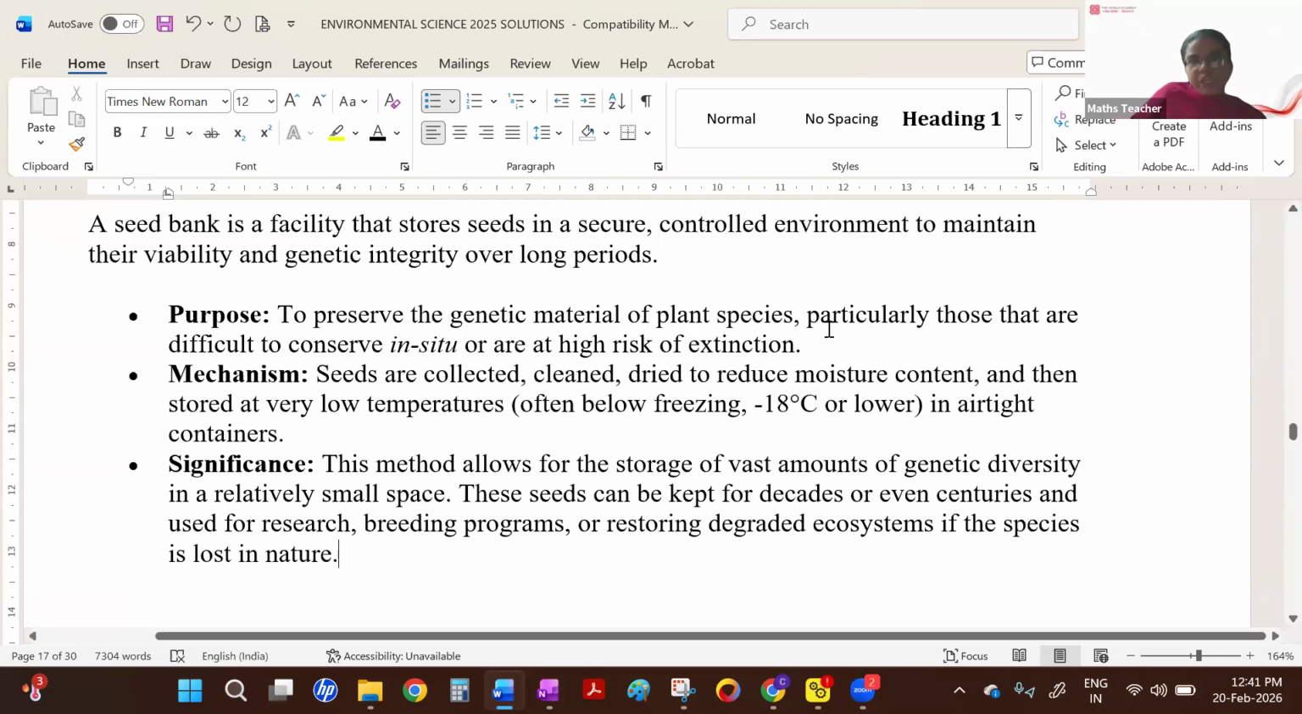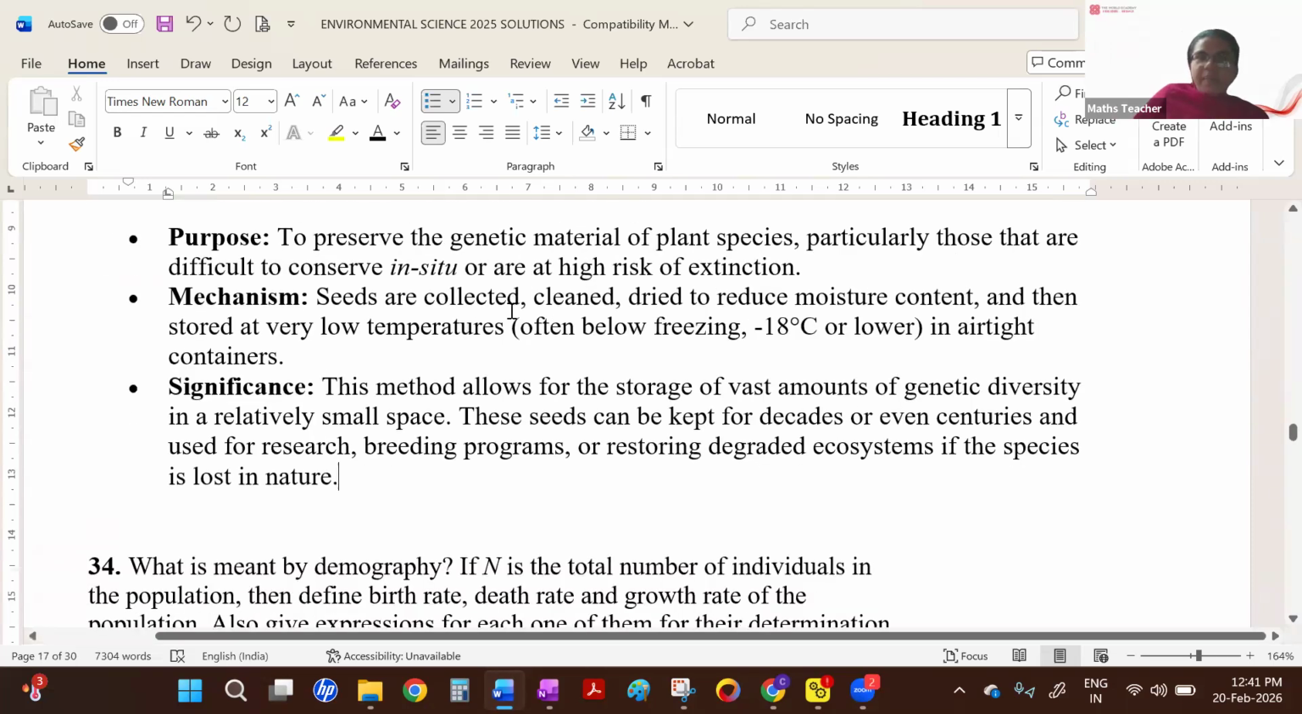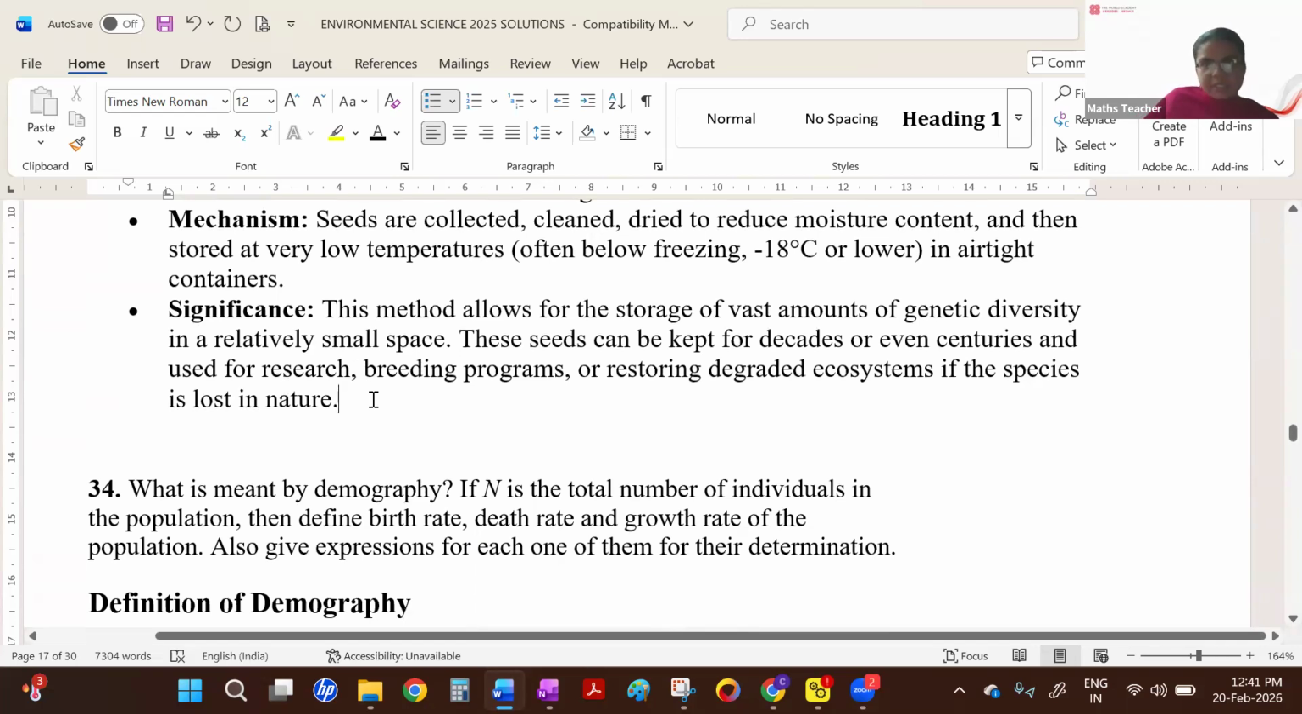So the gene material of plant species, particularly those that are difficult to conserve in situ or are at high risk of extinction, so endangered species, their seeds will be preserved in the seed banks. So what is the mechanism that is followed here? They are collected, cleaned, dried to reduce moisture content, and then stored at very low temperatures. Okay, so freezing temperatures, so that they are not contaminated and they are preserved, in airtight containers.